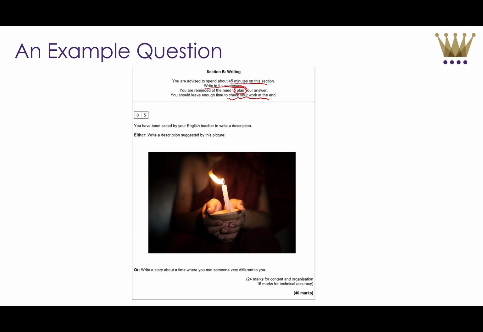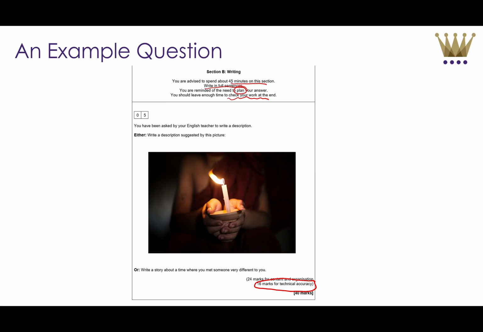Now that is really important because if we look down the bottom here, you get 16 out of those 40 marks for technical accuracy, and that basically stands for spelling, punctuation, grammar. Does it make sense? Have you made any silly little mistakes? So let's take a little look.